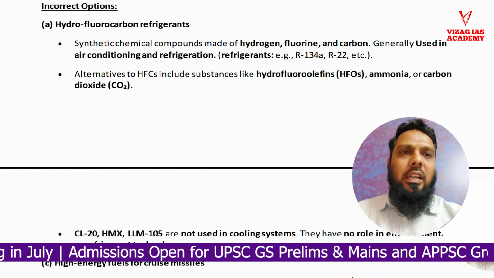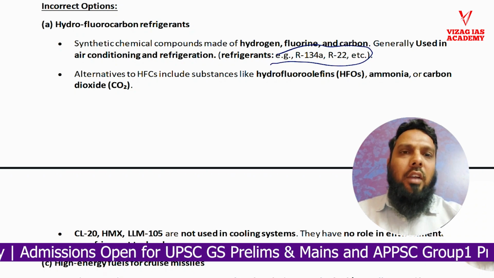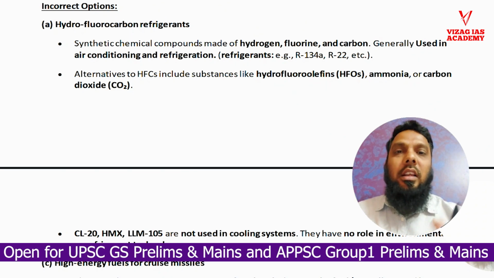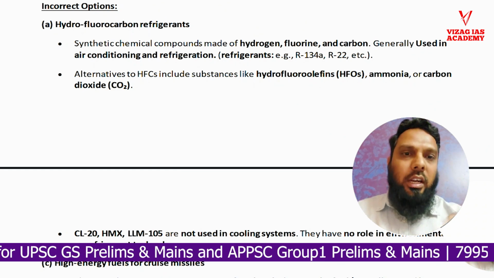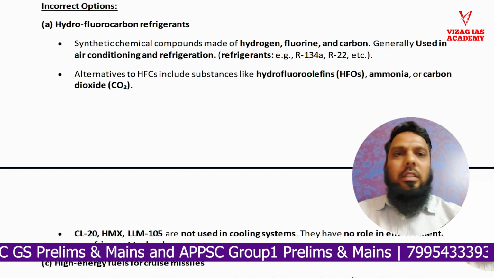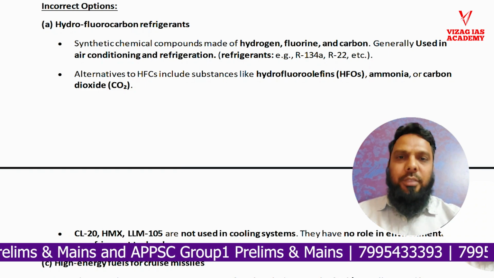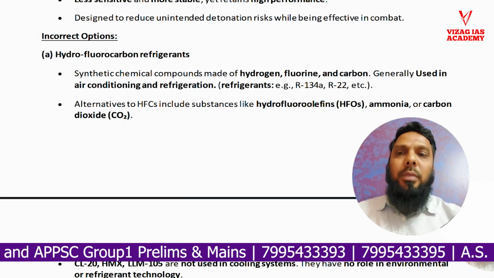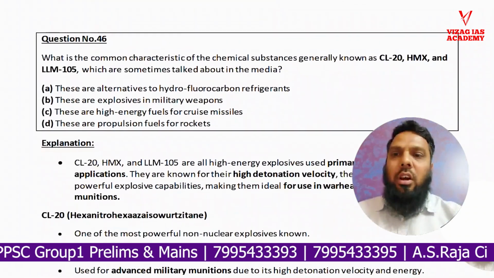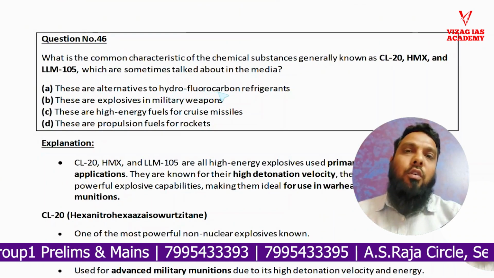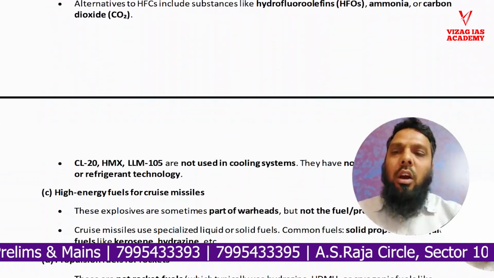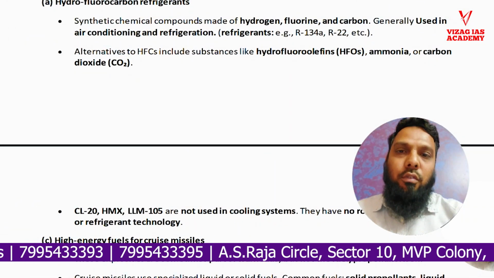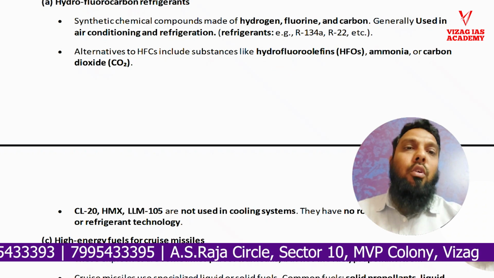And refrigerants, generally what we see is R134A or R32, something like that. Refrigerants are generally denoted by such numbers. So this definitely is an incorrect option, right? Hydrofluoroolefins are also there, which we can sometimes see when we see the option alternatives to hydrofluorocarbons. So what are the alternatives I have given here, right? Generally alternatives to hydrofluorocarbons are something like hydrofluoroolefins.